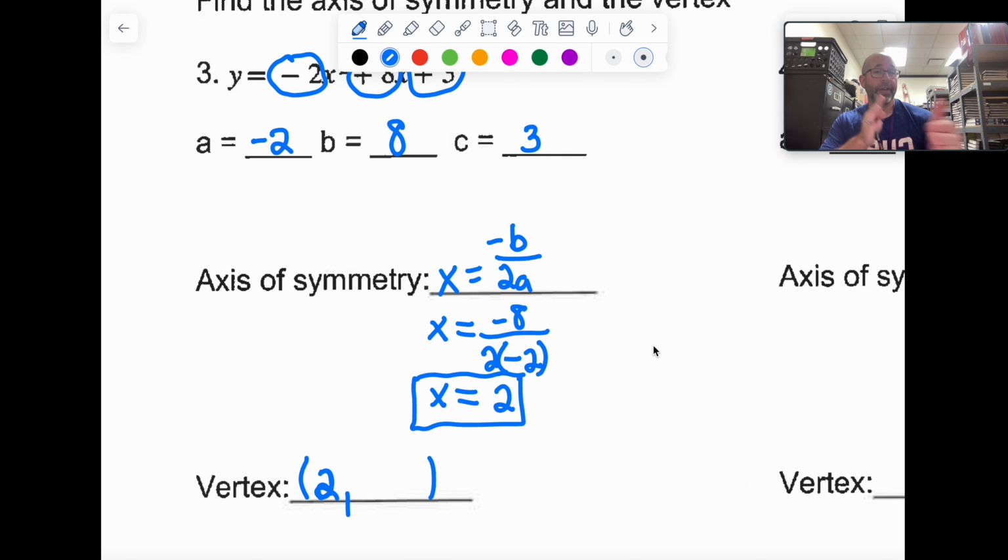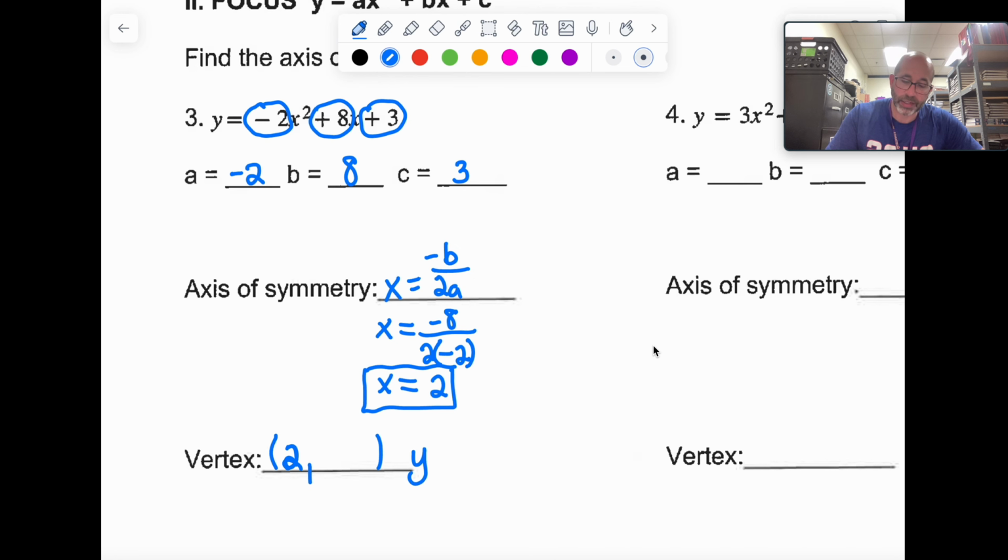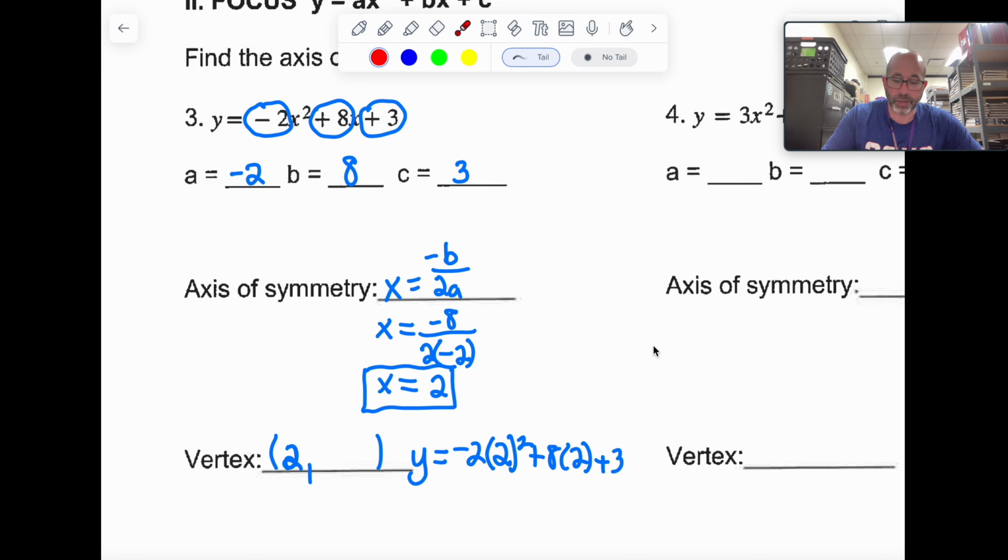Now to find my y value, we take that and plug it into our original function. So we're going to have y is equal to negative 2 times 2 squared plus 8 times 2 plus 3. All we did there was take our x value and plug it in for each x. In place of those, we put a 2 for both of them. Go through and plug that into our calculator and simplify. We end up getting a vertex of 2, 11. Y is equal to 11.